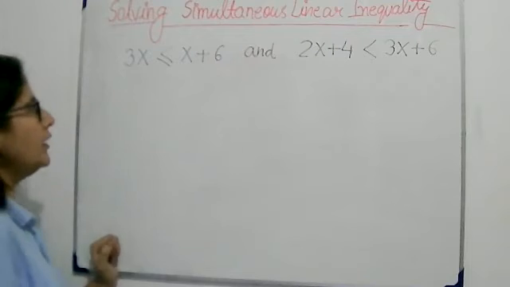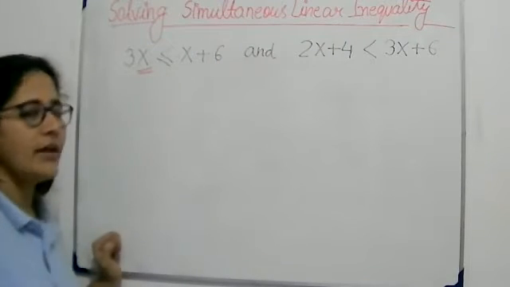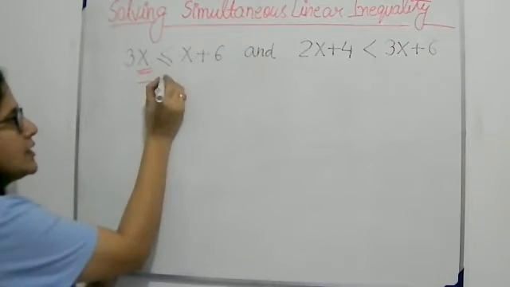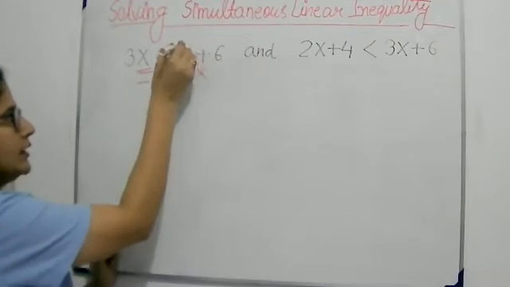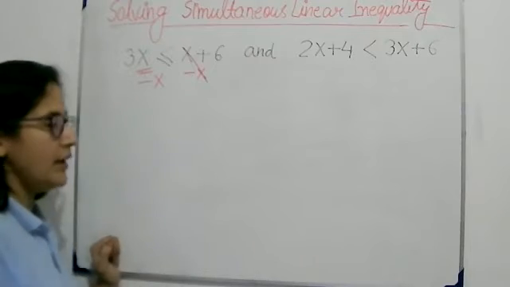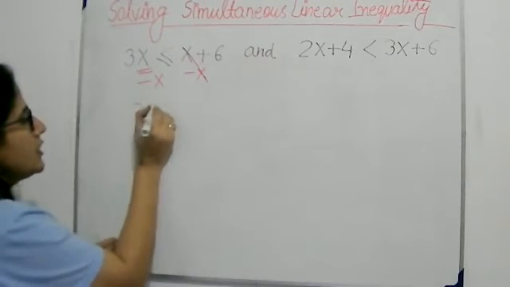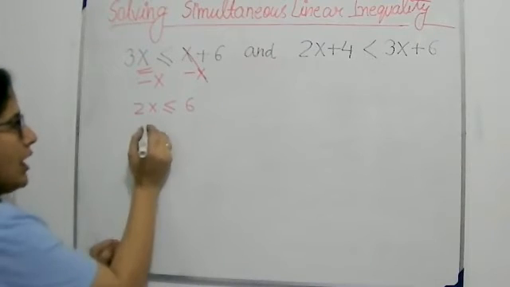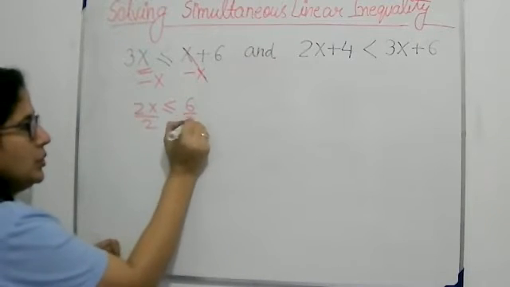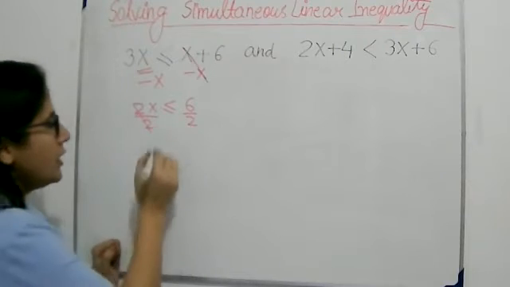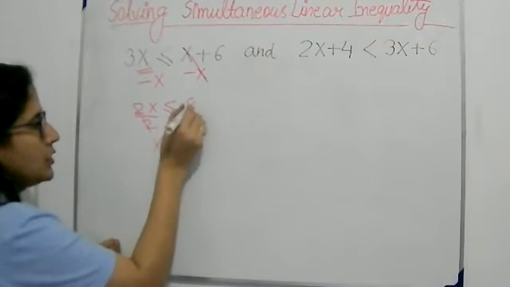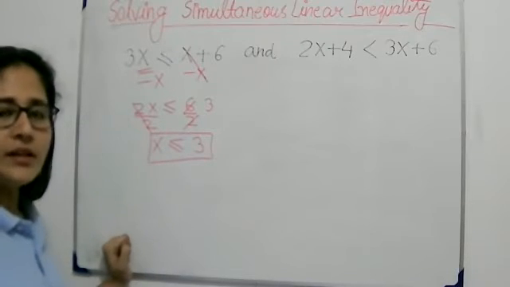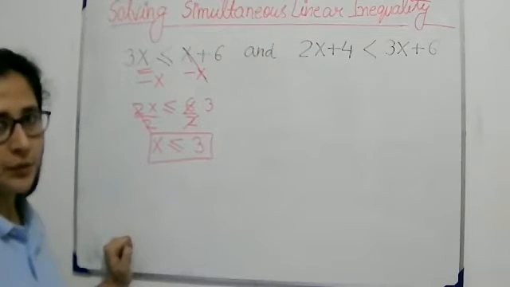First, solve this inequality. As x is the variable here, we have to find the value of x. If we subtract x from both sides, then x and x will cancel out on the right side. 3x minus x will be 2x less than or equal to 6. Now divide both sides by 2. This 2 and 2 will cancel out. x is less than or equal to 3. For the first inequality, the solution is x less than or equal to 3.